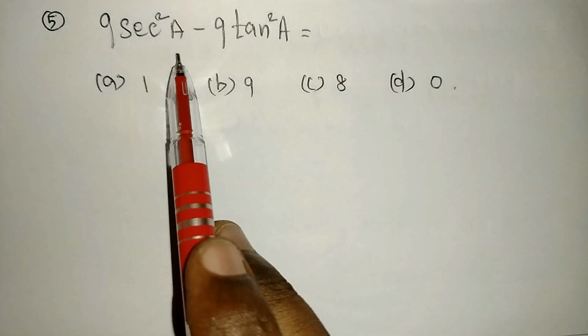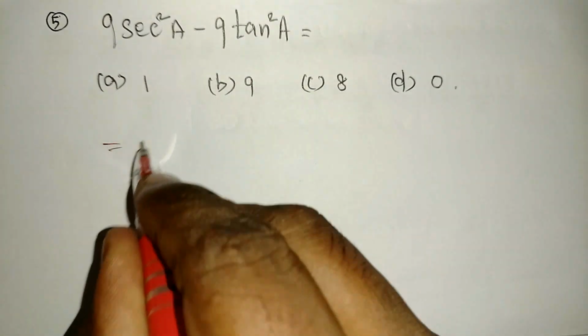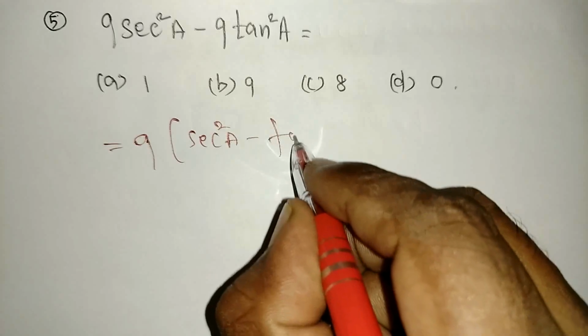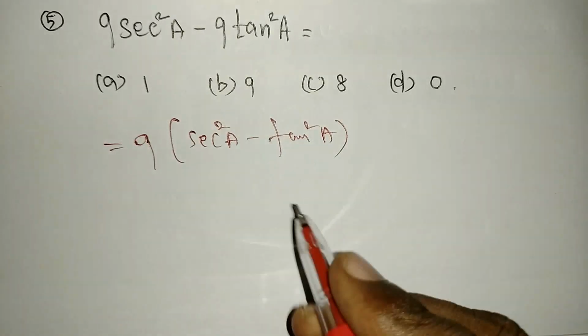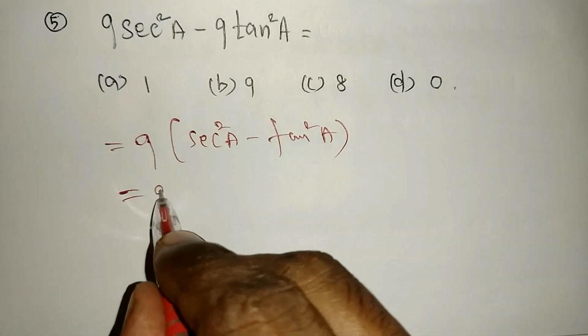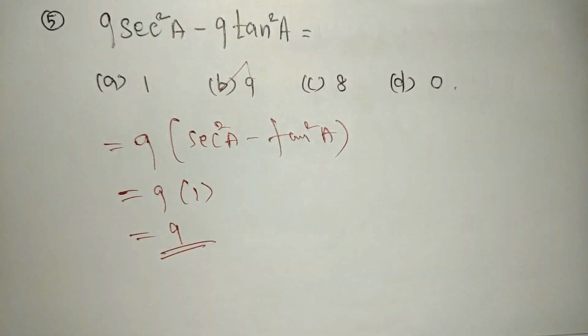9 secant square A minus 9 tan square A. From this I'm going to take 9 commonly outside, so the balance we have is secant square A minus tan square A. We know very well this is an identity: secant square minus tan square is equal to 1. So 9 into 1 is equal to 9. So where is the option? Option B is our required answer.